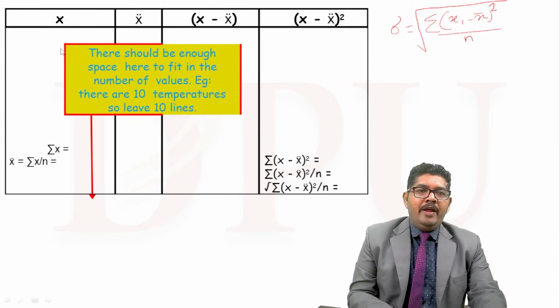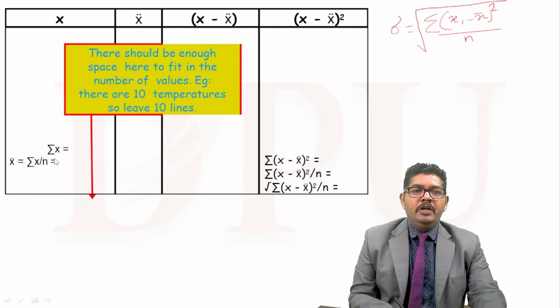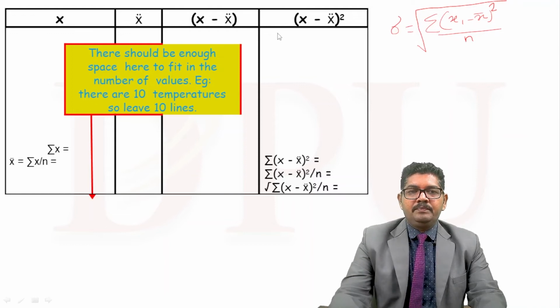So all xi values will be mentioned here in the first column, right? Then we will be calculating the summation of x from the first column, and we can calculate x bar, that is the arithmetic mean, from the first column. Then we can write the arithmetic mean in the second column. In the third column we will be calculating deviation, and in the fourth column squared deviations.